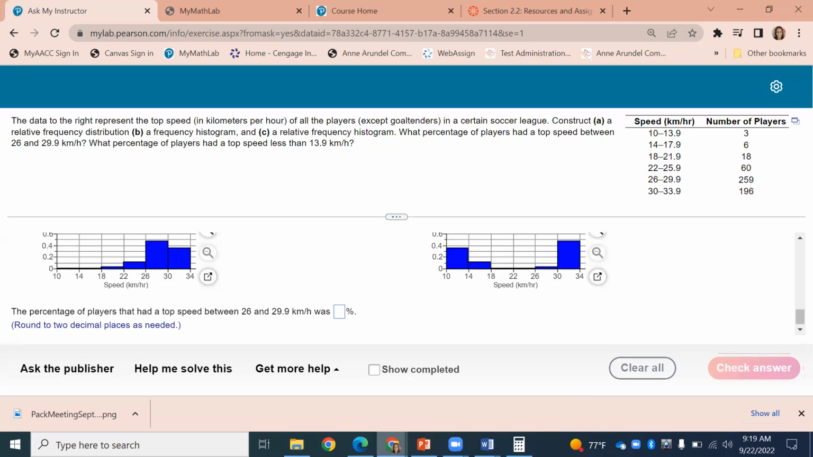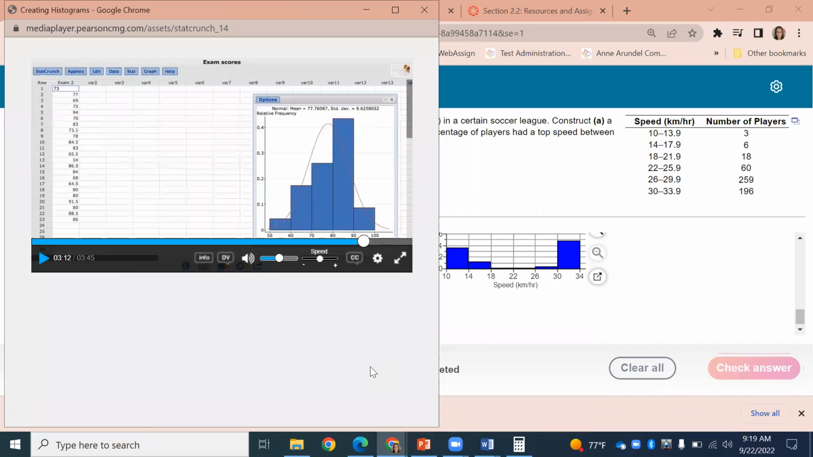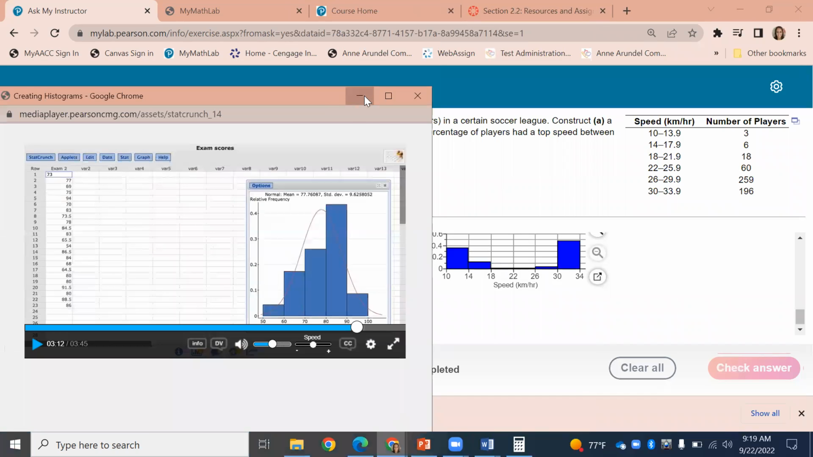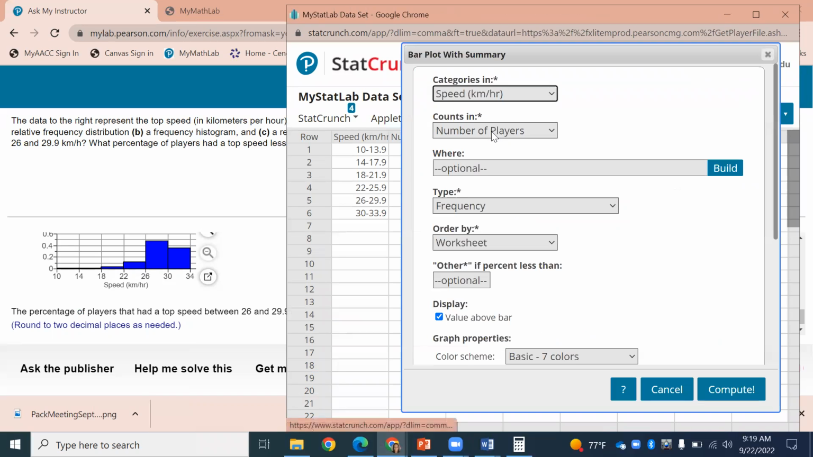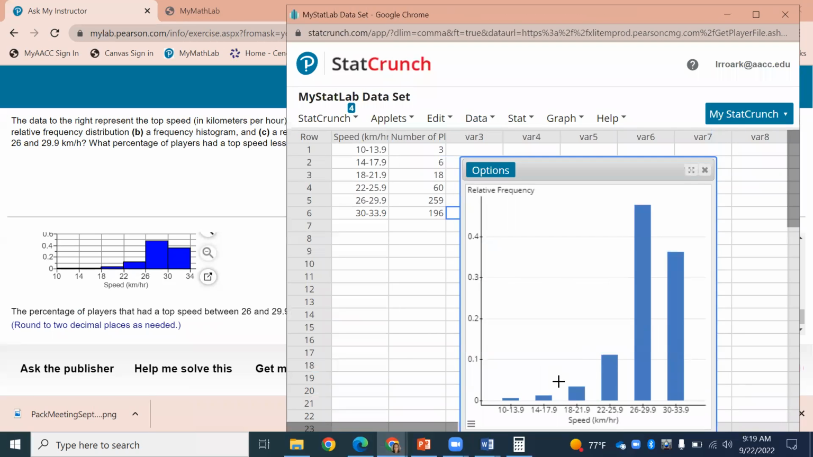You could also have used StatCrunch. Let me go ahead and get rid of that. Which window do we have? Here we go. If I click Options, Edit, and change the type to relative frequency, then it would have had those same values that we had from the first table that we labeled there.